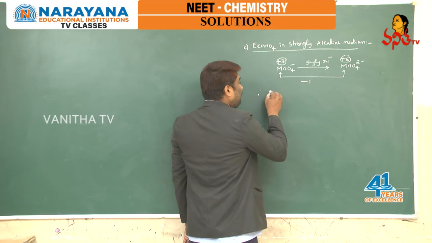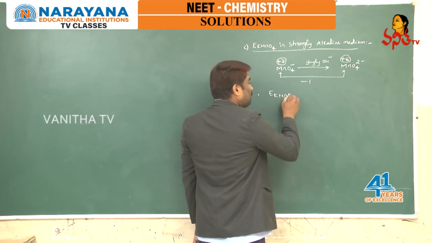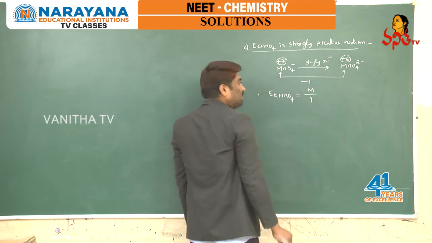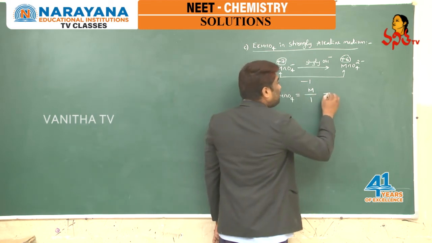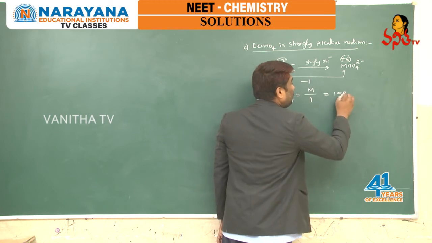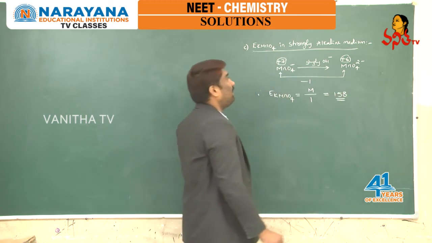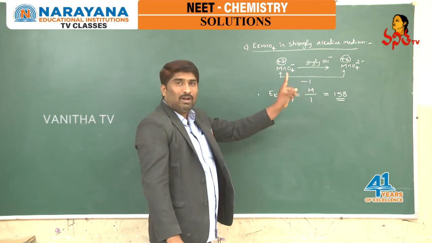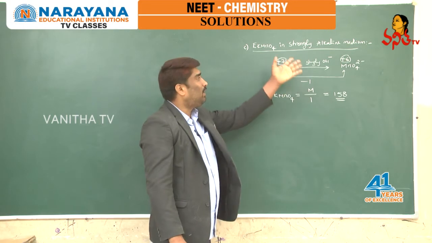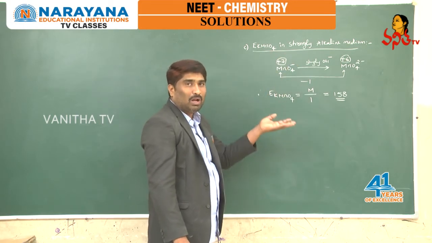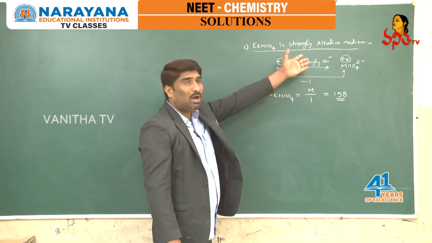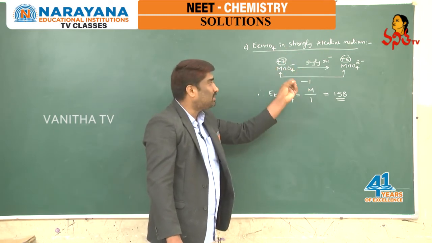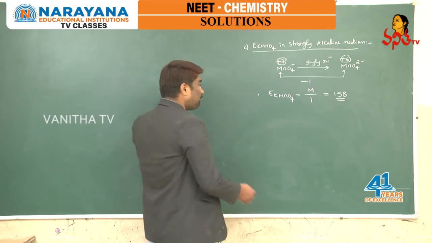Therefore, the equivalent weight of KMnO4 in the strongly alkaline medium is molecular weight by 1, that is equal to its molecular weight, which is nothing but 158. This is the equivalent weight of KMnO4 in strongly alkaline medium. Previously we said that equivalent weight is a variable factor. Whether you go for acidic medium, dilute alkaline medium, neutral medium or strongly alkaline medium, the equivalent weight of KMnO4 changes. Therefore, equivalent weight is said to be a variable factor.